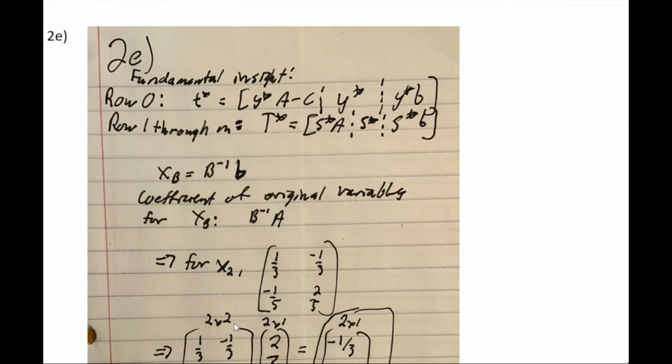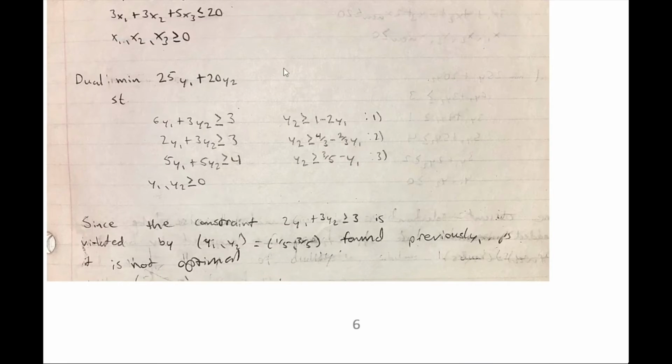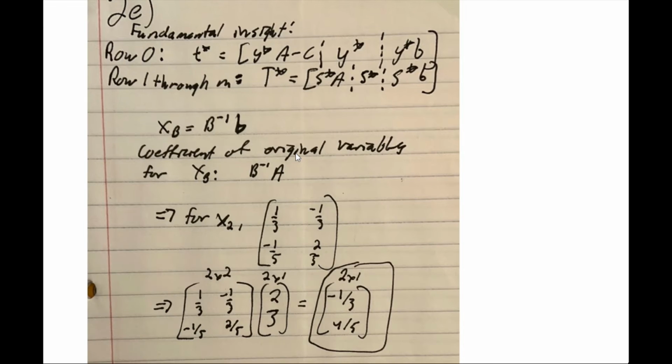Now for 2e. 2e wants us to use a fundamental insight to find the new coefficients of x2 in the final set of equations after it has been adjusted for changes in the previous problem. So this is coming from this problem right here. So we're going to use a fundamental insight. And the fundamental insight basically tells us that we can manipulate some of the original matrices that we can derive from the original problem to find the final matrix of the problem without having to solve through the entire set of tableaus.